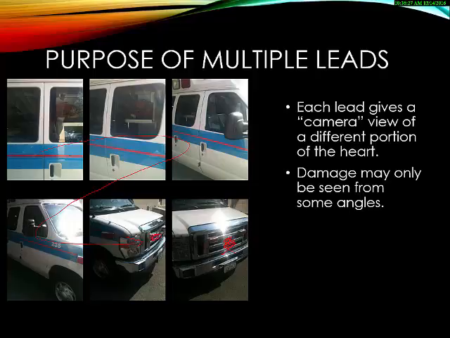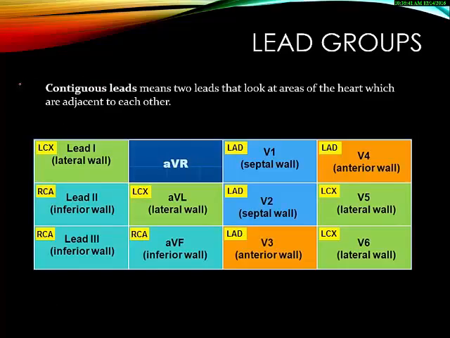Probably would have started seeing it here. So when we use multiple leads, we're able to look at various areas of the heart and see if there's damage to those areas of the heart. And if we only looked at one lead, we wouldn't be able to see everything. These are your leads, and we're looking for problems. We're looking for problems in contiguous leads. And contiguous leads means that there are two leads that look at the areas of the heart which are adjacent to each other.